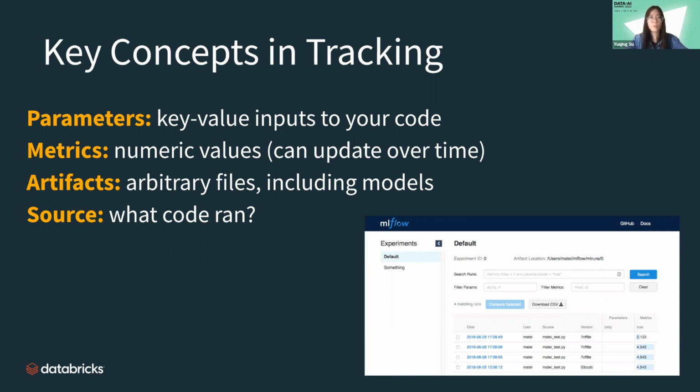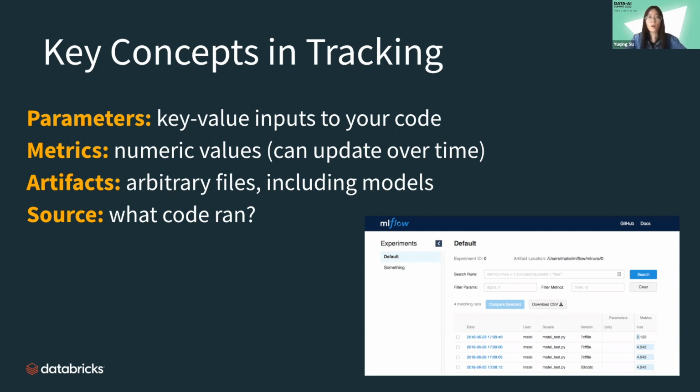First of all, parameters. These are key value pairs of your input parameters or hyperparameters. For example, it could be the number of trees or the max depth of your tree for a random forest algorithm. Secondly, it can also record metrics. These are the evaluation metrics or error metrics you can record to evaluate your model performance.